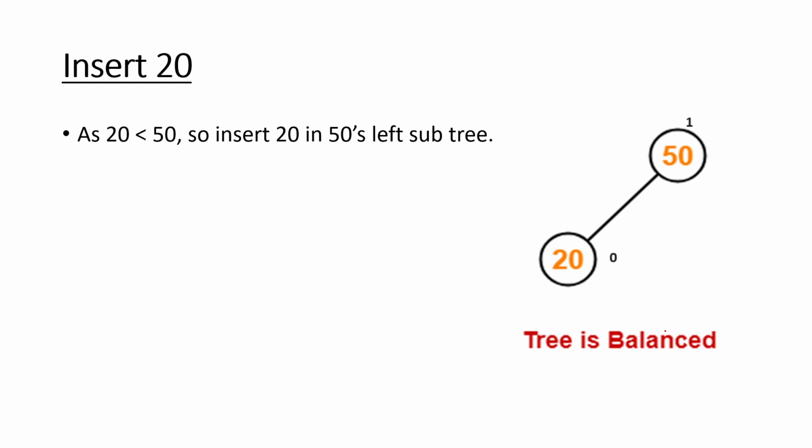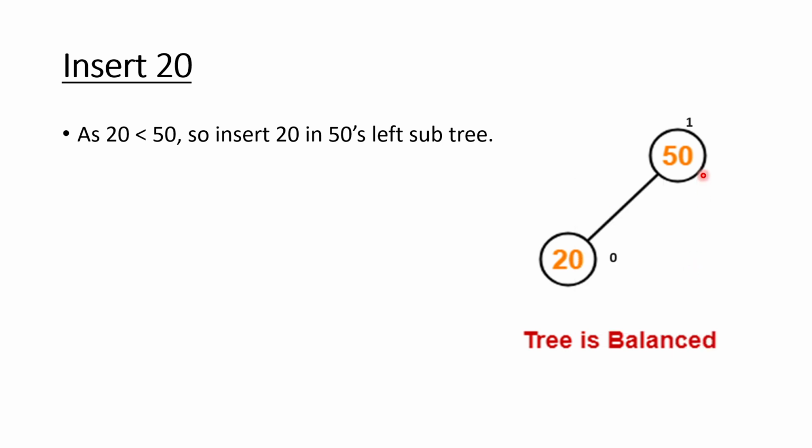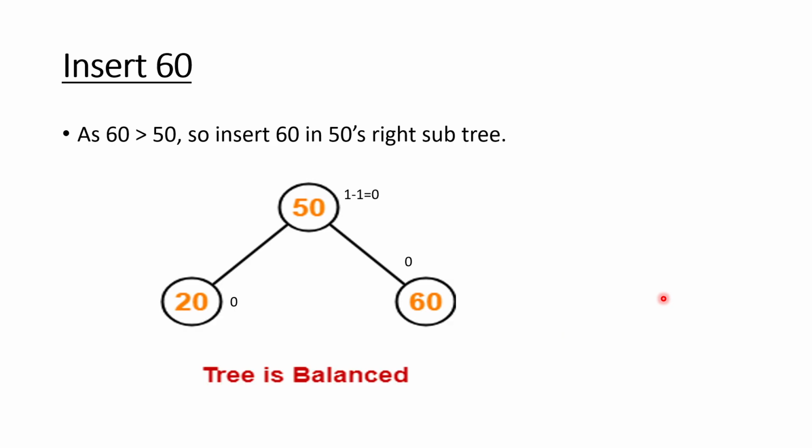Insert 20. You have to always start from the root node. Root node is 50. The key value to be inserted is 20. 20 is less than 50, so it should take the left side. Then, as and when the insertion is done, compute the balance factor. Balance factor of 20 is 0. Balance factor of 50 is 1 because left subtree height is 1, right subtree height is 0. 1 minus 0 is 1. 1 is allowed. Tree is balanced.